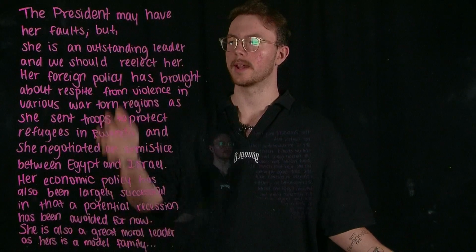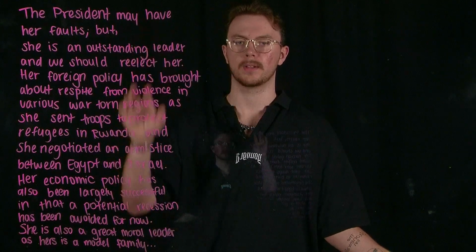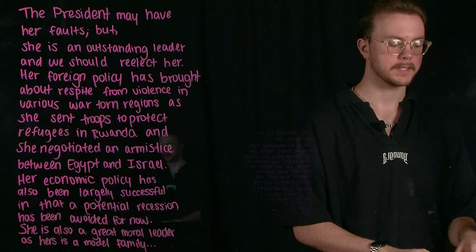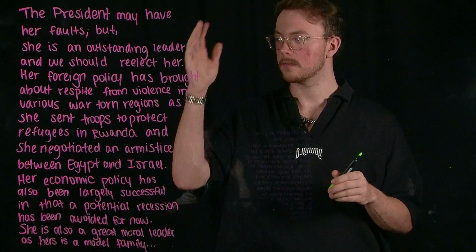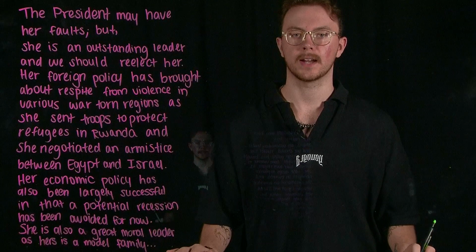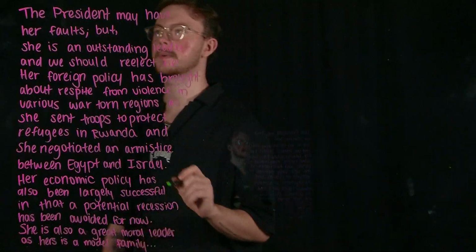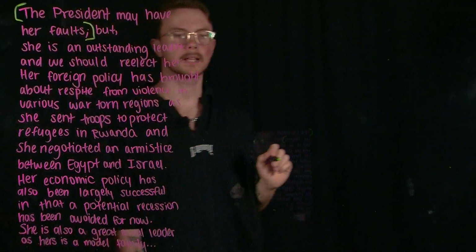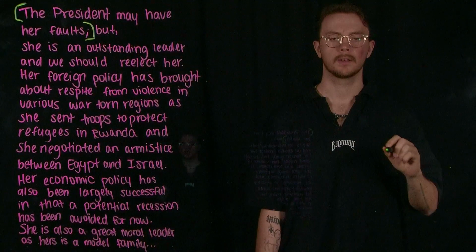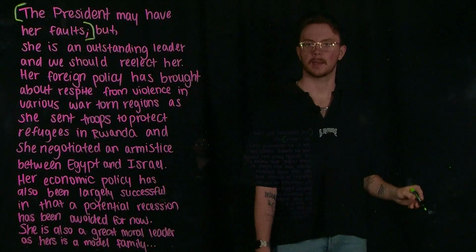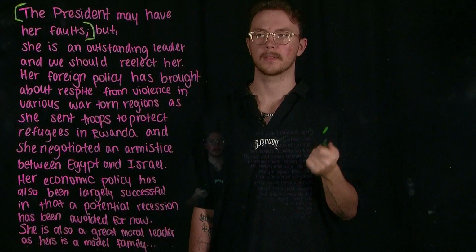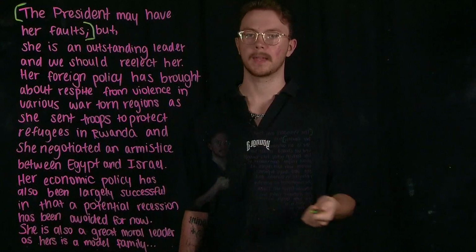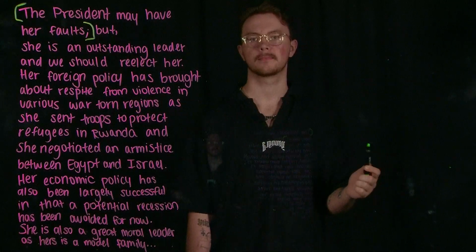But this is what I'm going to map for you here right now. Remember, what was the first thing that we did? We took all of the claims, we identified them, and then we numbered them. The president may have her faults. That's a claim. What was a claim? A claim was any statement that is falsifiable. The president has faults. It is either true that the president may have her faults or it is false. Okay?